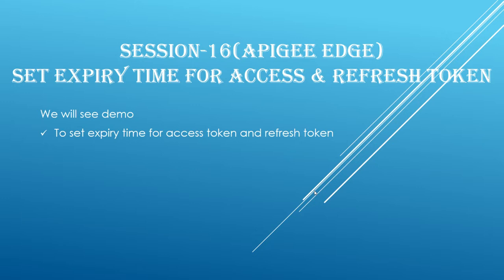But before we go for revoking refresh token, we have to understand a couple of concepts. Number one is how to set expiry time for access token and refresh token. Number two is what is the significance of refresh token and how it can be used. So in this session, we will discuss about setting expiry time for access token and refresh token. And in our next session, we will see about refresh token and how it can be used. Followed by that session, we will see demo on revoking refresh token.